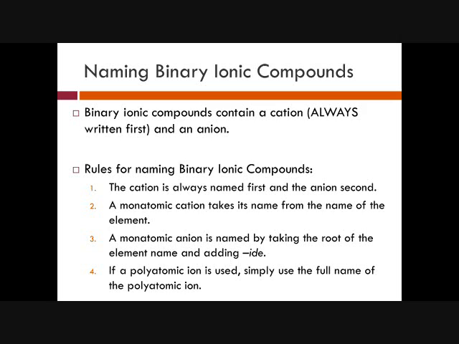So, to name ionic compounds, the cation is always named first, and the anion is always second. A monatomic cation takes its name from the name of the element. Do you guys know what monatomic means? One atom. Yep, mono is one. A monatomic anion is named by taking only the root of the element name and replacing it with "ide," something we did in Chem 1. And then for the polyatomic ion, you just use the full polyatomic ion name. Okay?